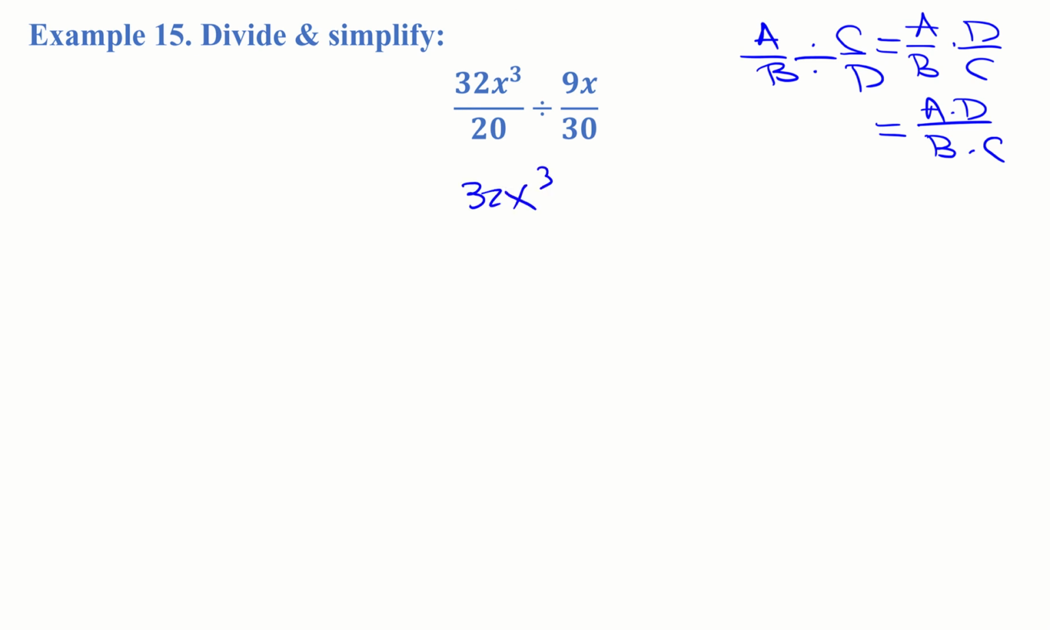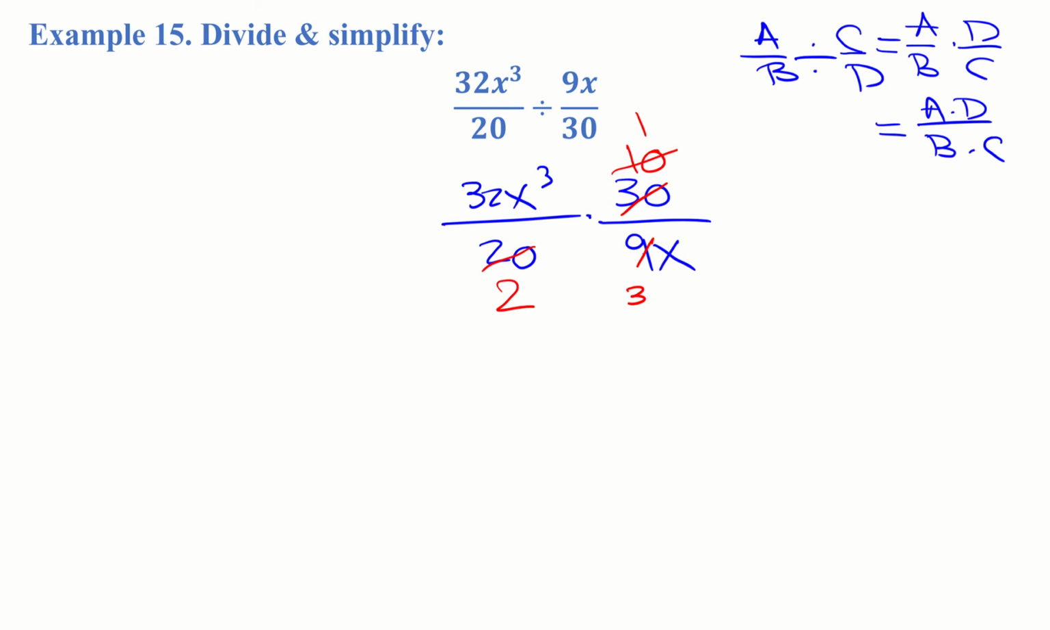So we get 32x cubed over 20 times 30 over 9x. So now it's just like any of the problems we did a minute ago, the last few problems which were multiplication problems. So we cross cancel if we can. We notice that 3 goes into 9 3 times, into 30 10 times. 10 goes into 10 once, into 20 twice. That should be all that we can do with the 9. Now we notice 2 goes into 2 once, into 32 16 times.